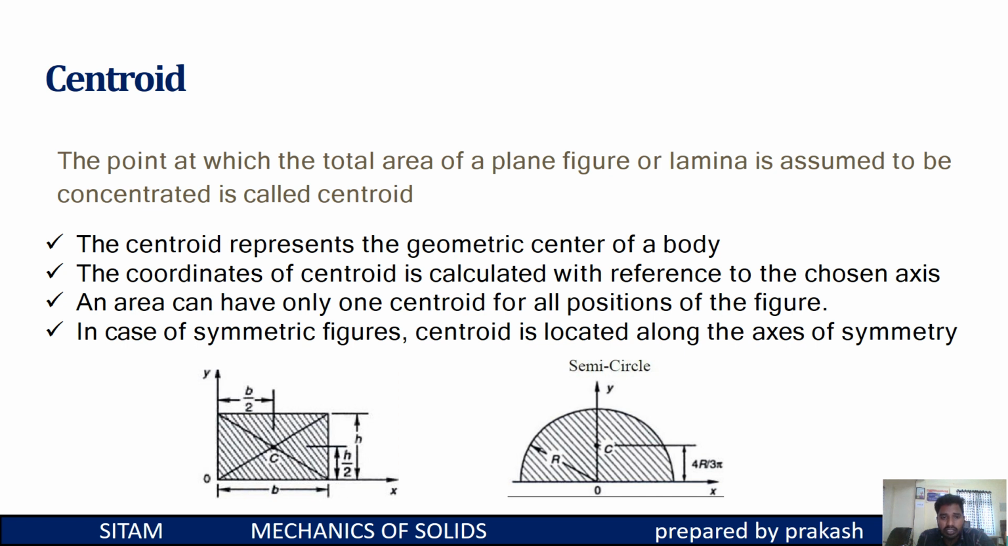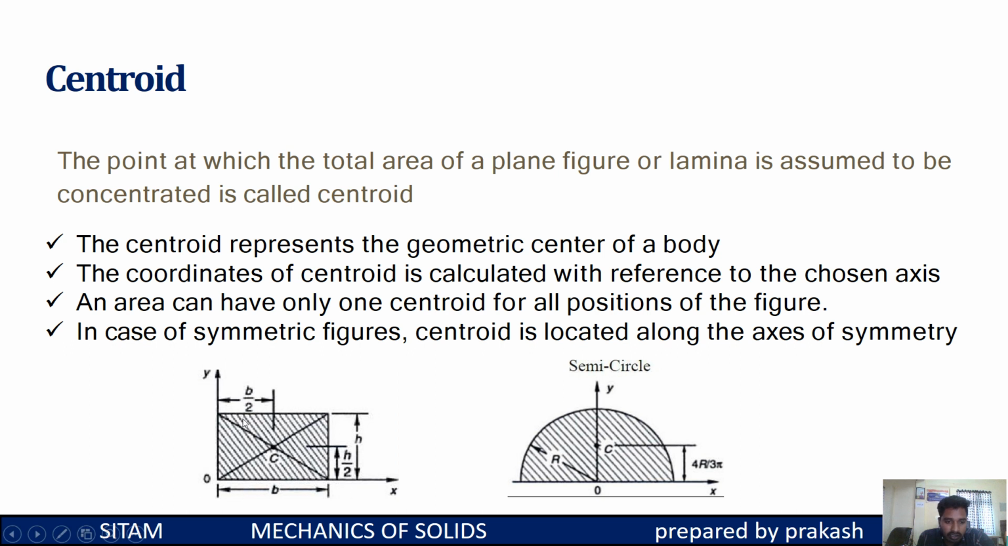So the coordinates of the centroid are calculated with reference to the chosen axis. An area can have only one centroid for all positions of the figure. In case of symmetric figures, the centroid is located along the axis of symmetry.